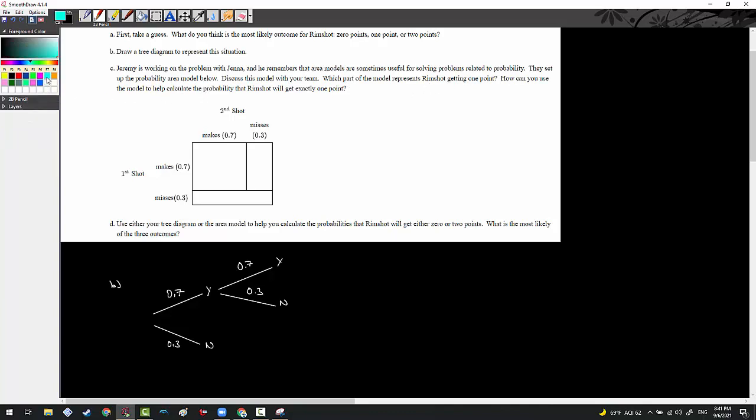So let's go ahead and calculate some probability here. Let's find out the total probability that he makes both shots. And so that's going to be 0.49, 0.21, and then misses is just going to be 0.3, because if he just misses it, then it's all over. All right. And so let's go ahead and calculate the probability that rim shot will get exactly 1 point.